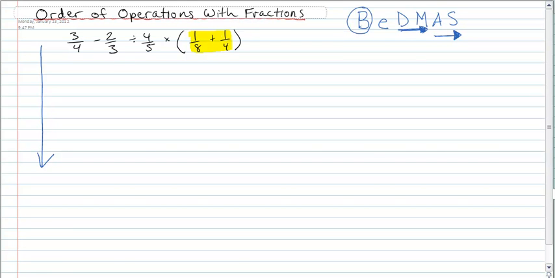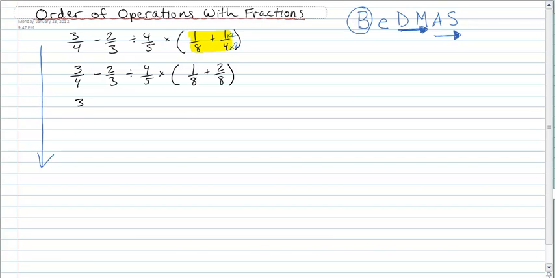Now we can't add those two together until we have common denominators, so the first thing we do is get a common denominator. A denominator between 8 and 4 that's common is 8, and we can get 8 by multiplying 4 times 2, and so whatever we do to the bottom, we have to do to the top. So now our new question, and this is where you want to just stay organized, is 3/4 minus 2/3 divided by 4/5 times, in brackets, 1/8 plus 2/8. Okay, I know it seems like a lot of work, but at least it's organized, and if you make a mistake, you can see where you've made a mistake.